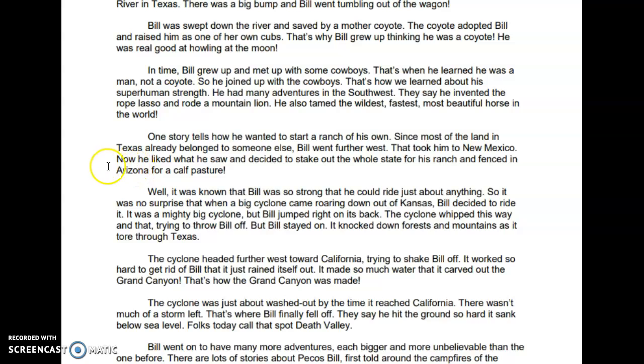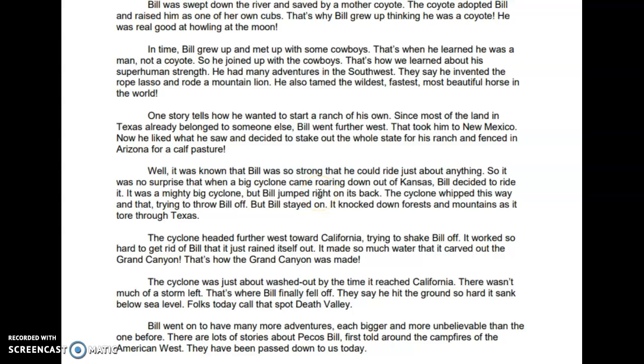So this is the part of our tall tale that we are starting to see changes in our character. We're starting to see more of his abilities and definitely more hyperboles. The cyclone headed further west towards California, trying to shake Bill off. It worked so hard to get rid of Bill that it just rained itself out. It made so much water that it carved out the Grand Canyon. Now, that's how the Grand Canyon was made.